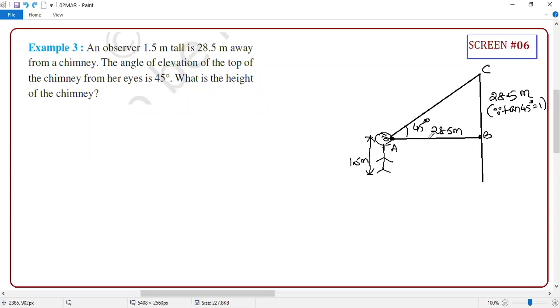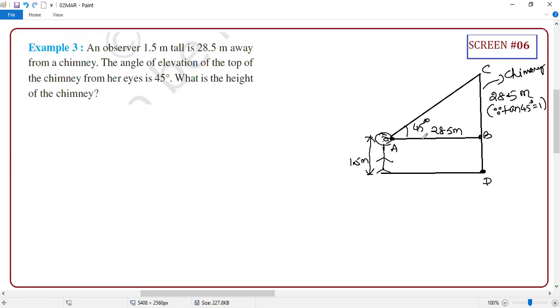Is it correct or not? This is the chimney. No, sir. It is not correct. So why? Sir, observer. Yes. The observer is having some height. Okay, if they are asking you to consider, yes. Now you see here, the chimney and the observer are both on the ground. So what do you observe here? Notice this. This chimney is not only BC, you can mark a point, that is D. The chimney is actually CD, not BC. Clear or not?